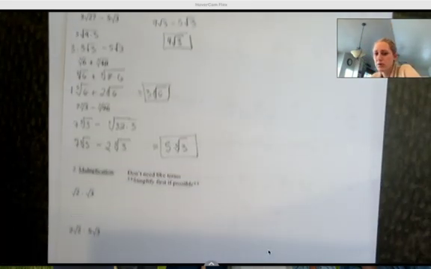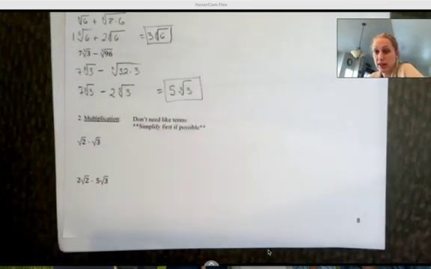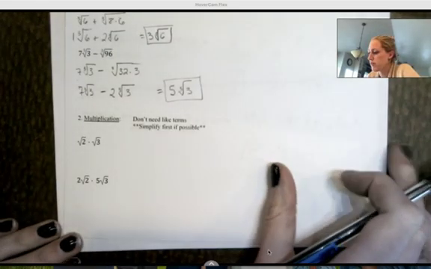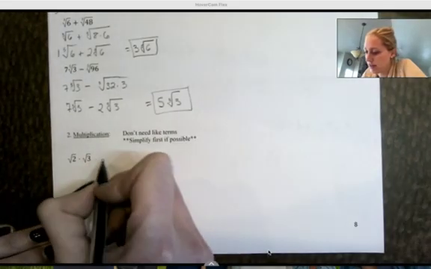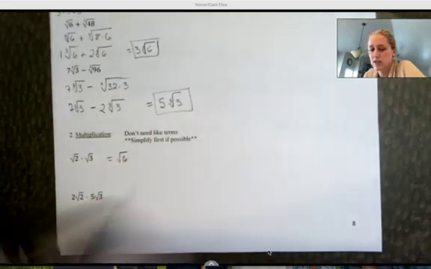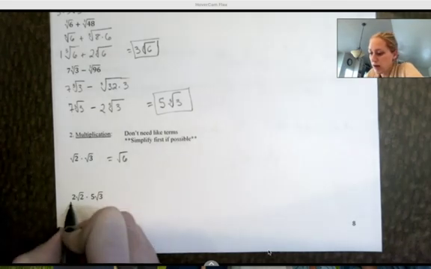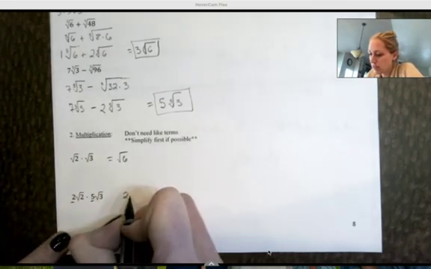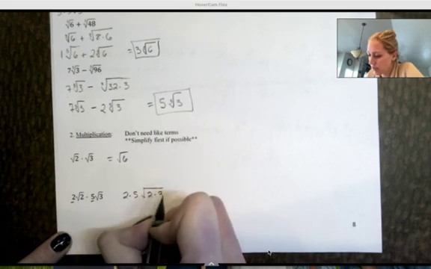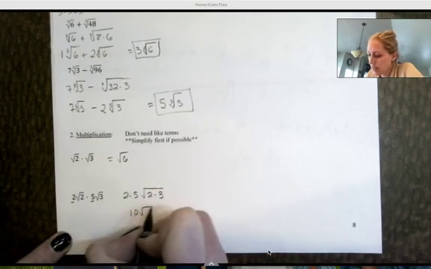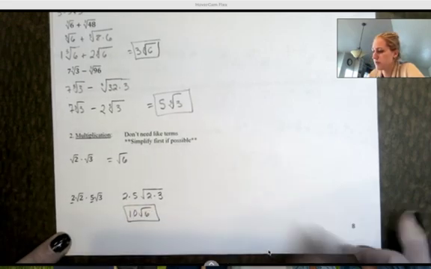All right, when we multiply, we don't need like terms. We can just multiply what's underneath the radical together, but we do want to simplify first if we can. Now, square root of 2 and square root of 3 are already simplified. Square root of 6 is what I would get there. Here, I would do the numbers outside together and the numbers underneath the radical together. So here I would get 10 times the square root of 6.